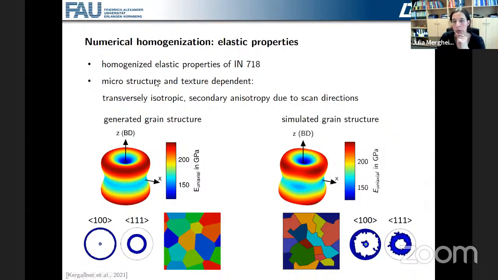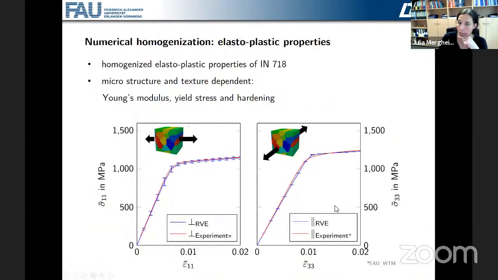However, the behavior is not transversely isotropic anymore, but we see a secondary anisotropy due to the scan directions, which were here in X and Y direction, so rotated by 90 degrees. And that can be observed then also in the Young's modulus, which is obtained here. So that comes mainly from the texture, so from the orientations of the grains, and not so much from the shape of the grains. Then we also compared the homogenized properties of the material with experimental results.